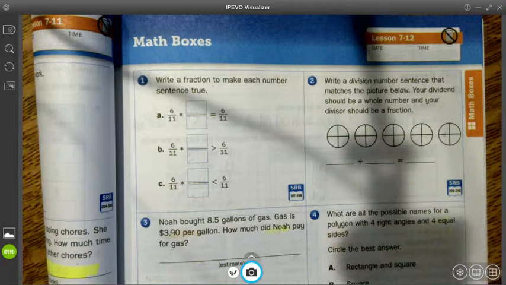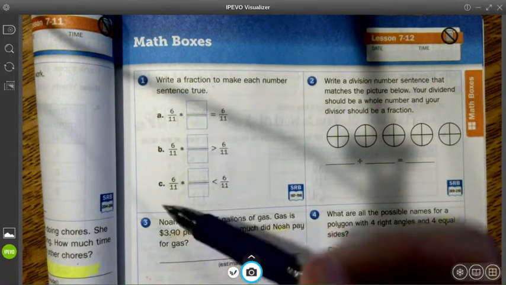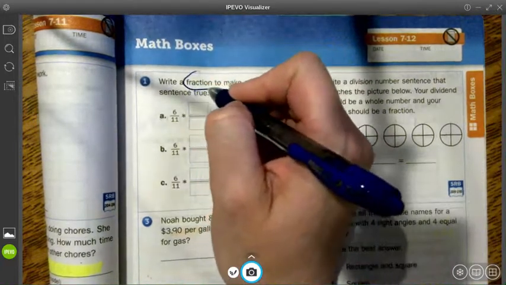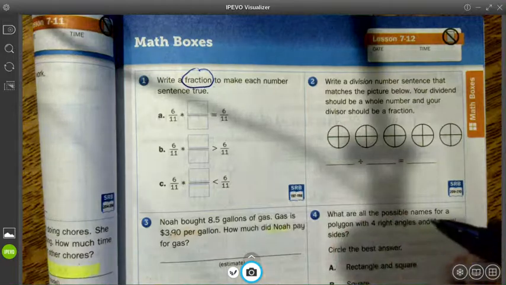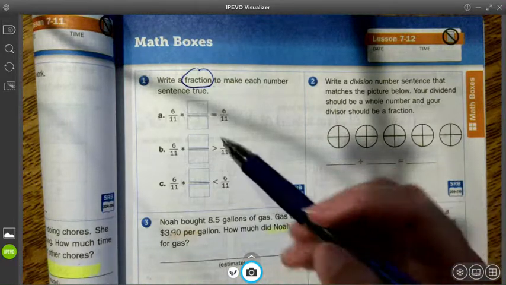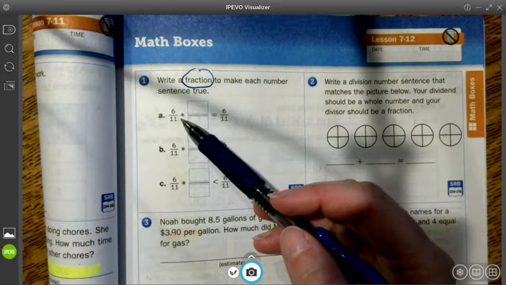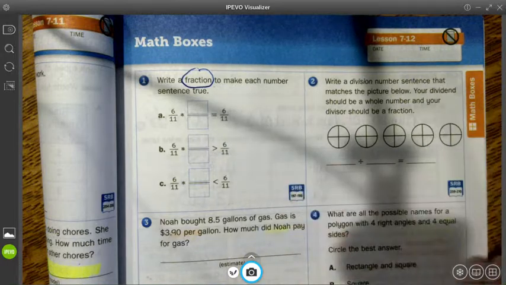Number 1 says to write a fraction to make each number sentence true. So all of our answers are going to be a fraction, which they reminded us by setting this up like this. The first one, 6/11 times what would equal 6/11?